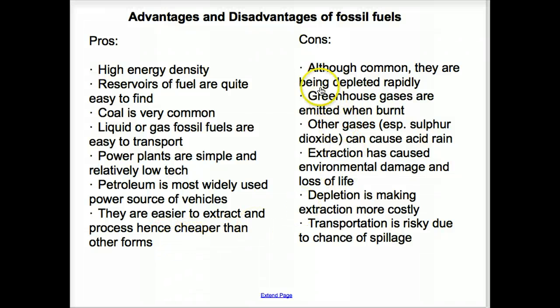Disadvantages: they're common, but they are being depleted rapidly. They are going to run out. Greenhouse gases are emitted when burnt. Other gases, especially sulfur dioxide, can cause environmental issues. Extraction can also cause environmental damage, loss of life, pollution, etc. Depletion is making extraction more costly, and transport is risky due to spillage. So just a selection of some advantages and disadvantages.